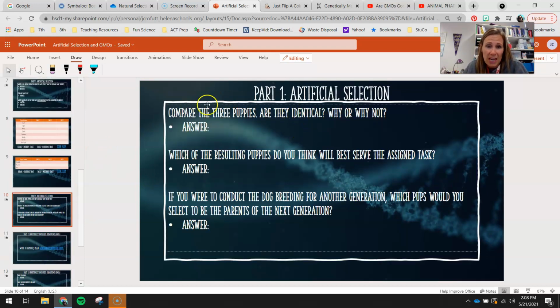Okay, so you'll go ahead and answer this question here. Compare the 3 puppies. Are they identical? Why or why not? Which of the resulting puppies do you think will best serve the assigned task? So which one do you think is going to be the best at going out, catching these live waterfowl unharmed, and then bringing them back without stressing those waterfowl out? Okay, and then if you were able to conduct the dog breeding for another generation, which pups would you select to be the parents of the next generation?